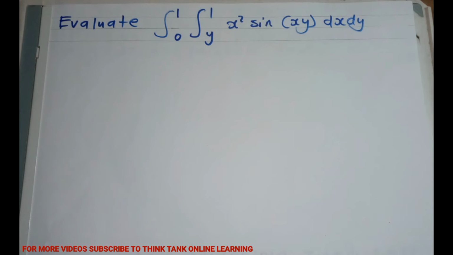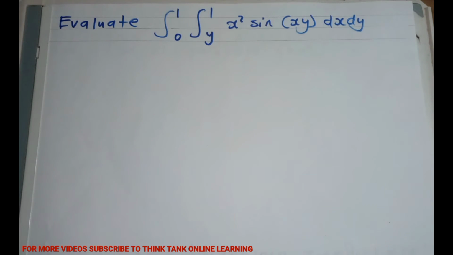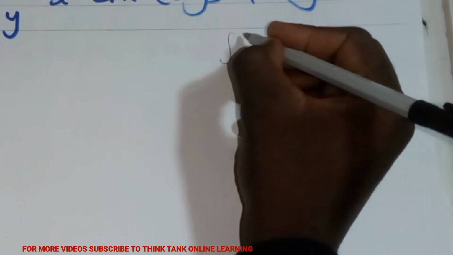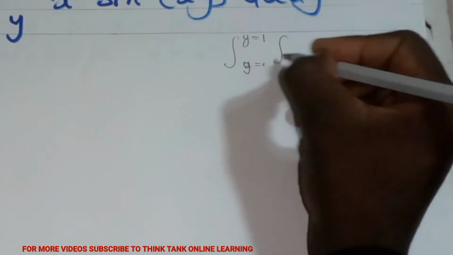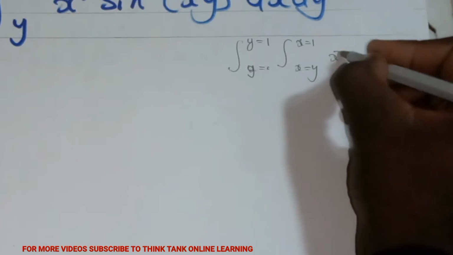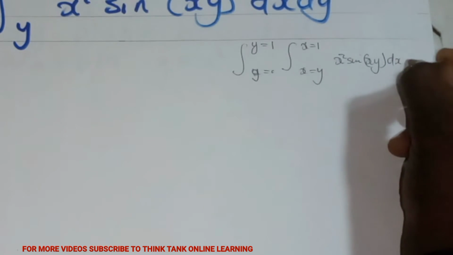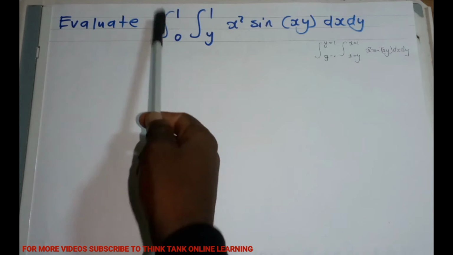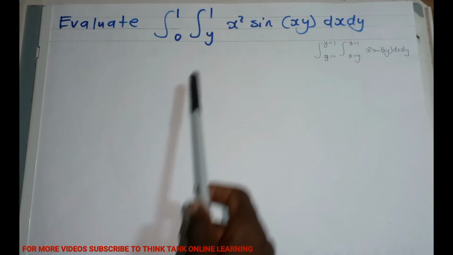If we were to graph these limits, this is dx, so these are the x limits: x equals y to x equals 1, and then y equals 0 to y equals 1, with x squared sine xy dx dy. These are the y limits. So I am going to graph, and after graphing I want to find the region bounded by these lines.